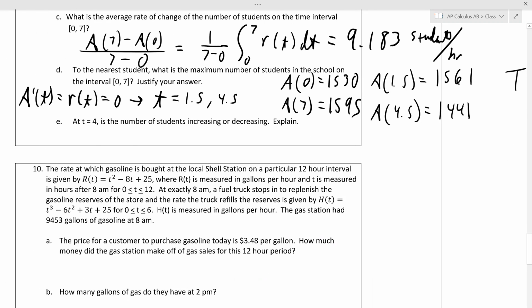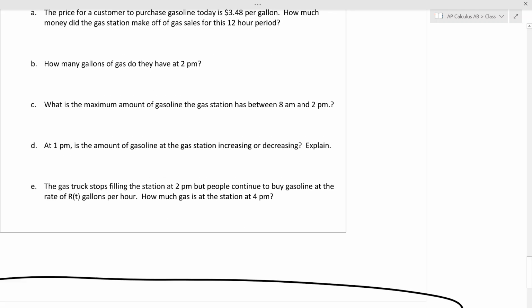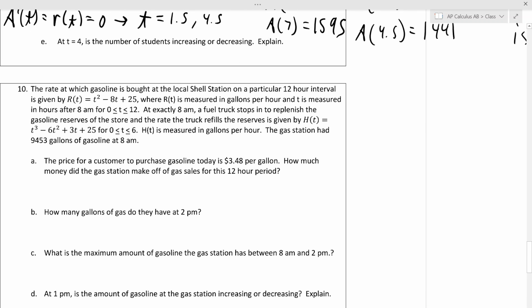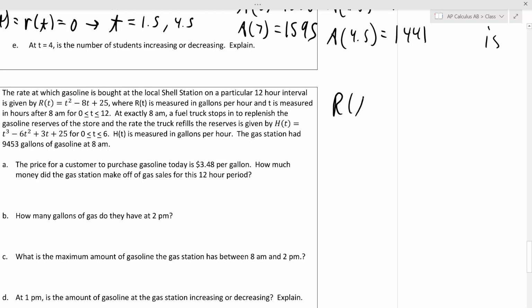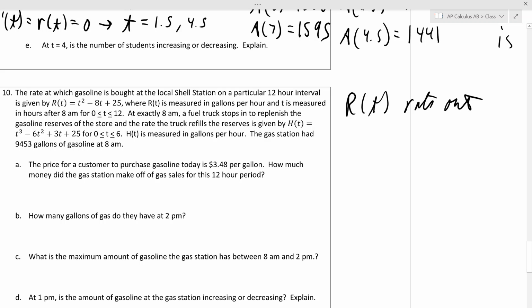All right. Last one. Now we got this rate in, rate out question with all these questions down here. Let's talk about this. So, the rate at which gas is bought at the local station for a 12-hour interval is R of t. So R of t is the rate out. Okay? And that's for 0 to 12.